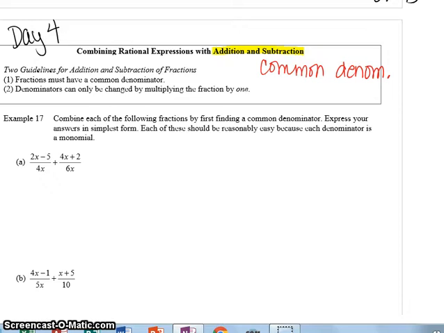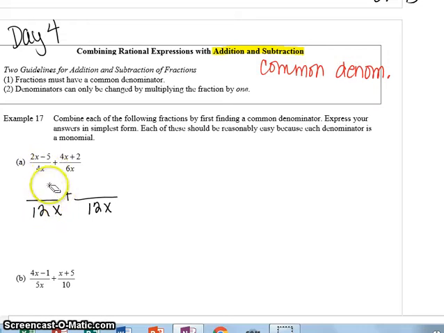Okay? So, if you have 4 and 6, okay, the number that they can both go into is 12. And then they both at least have one x, so you're going to get 12x. Okay? So, 4x to 12x, you're going to multiply that by 3. Because 3 times 4x would be 12x.